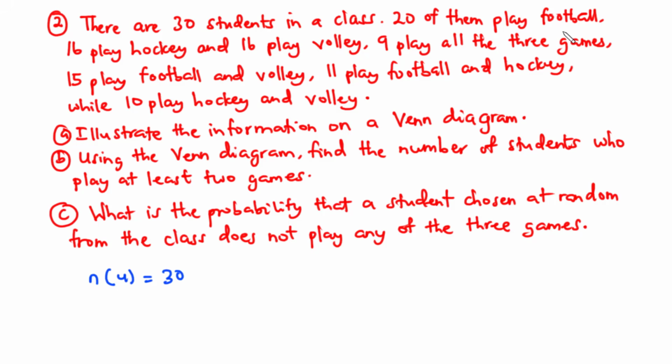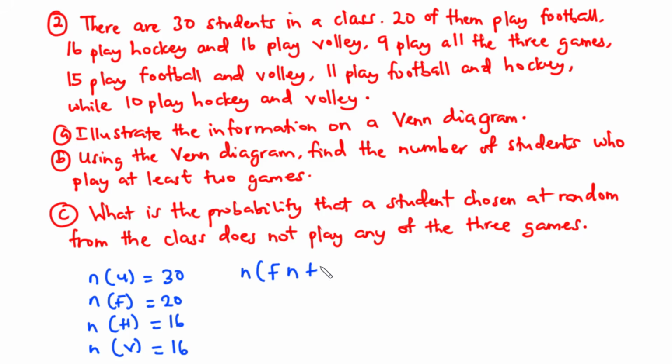20 of them play football. So the number of students who play football is 20. The number of students who play hockey is 16. And the number of students who play volley is also 16. Now we are told that 9 play all the 3 games. So football intersection hockey intersection volley is equal to 9.